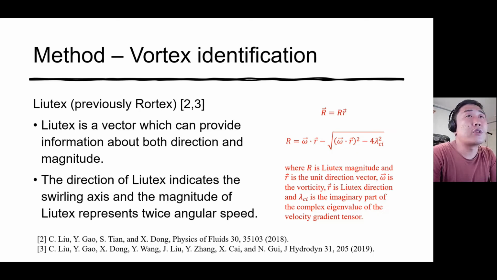The main contribution of this study is the vortex structure identification using the LUTEX method. Although the conventional index, vorticity, is a vector as well, vorticity is contaminated by shear. In other words, some shear is misunderstood to be included as a vortex. Compared with the current vortex identification methods, LUTEX has a clear physical meaning. That is, the direction of LUTEX indicates the swirling axis, and the magnitude of LUTEX represents twice the angular speed of the swirling motion.